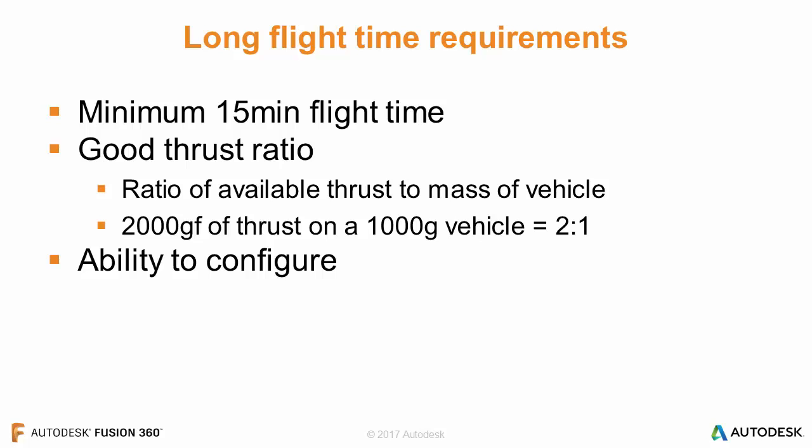The next thing that we want in terms of our flight time is a good thrust ratio. Now, a thrust ratio is the available thrust in relation to the mass of the vehicle. So for example, if we plan everything out so that we have a maximum of 2,000 gram force of thrust on a 1,000 gram vehicle, we have a 2-to-1 thrust ratio. For fast racing drones or acrobatic drones, you're typically going to see an 8-to-1 or a 10-to-1 ratio. Now we're not going to be going that extreme, but we want to make sure that we have at least a 2.5-to-1 thrust ratio, if not better.